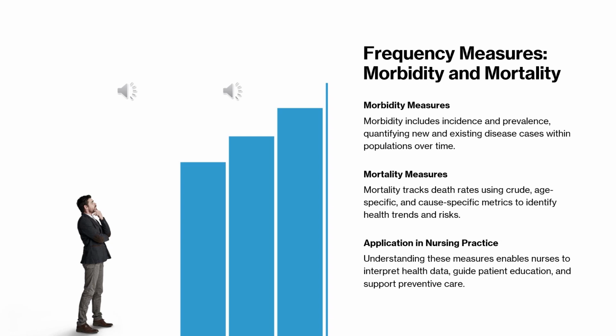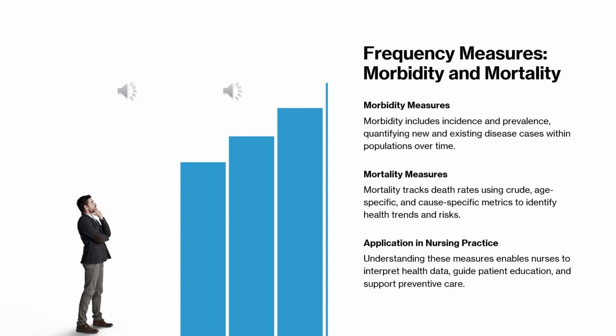Morbidity refers to any state of illness, disability, or poor health in a population. Morbidity measures how many people are getting sick or living with a specific disease. There are two main morbidity measures. Incidence measures the number of new cases within a specific time period, and prevalence, which measures the total number of existing cases, both new and old, at a given time.